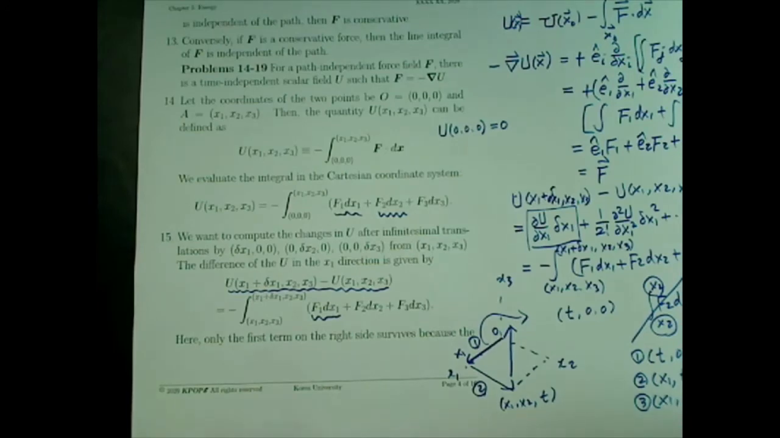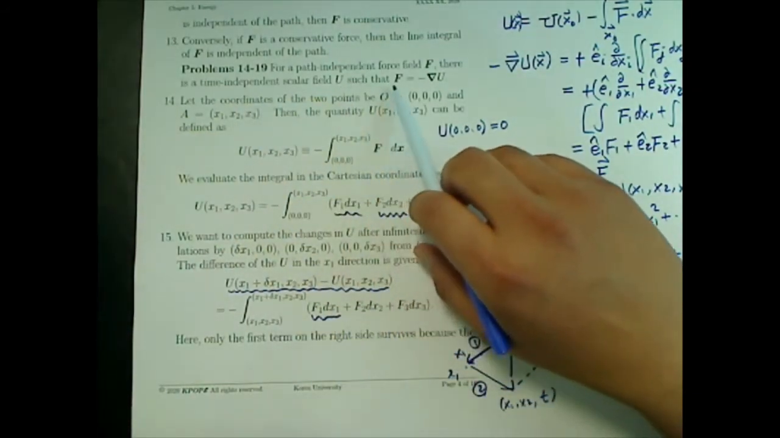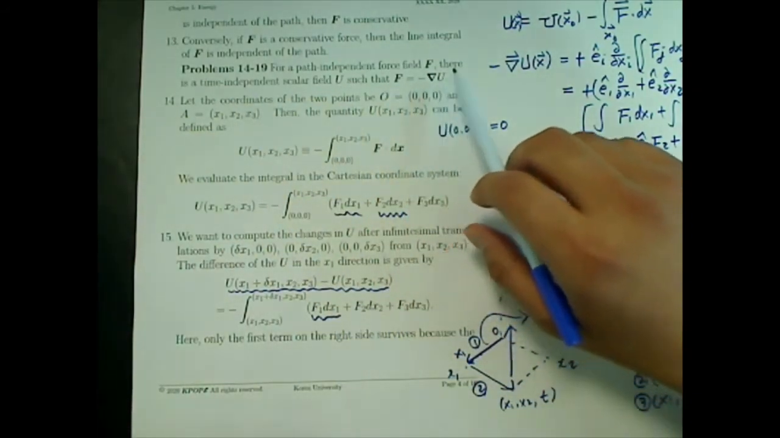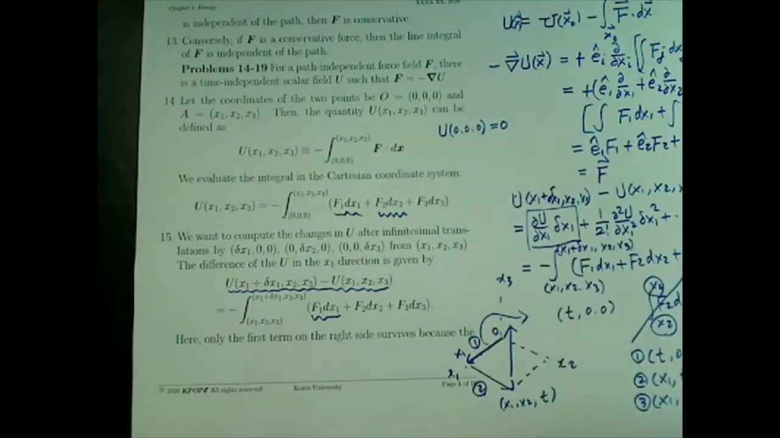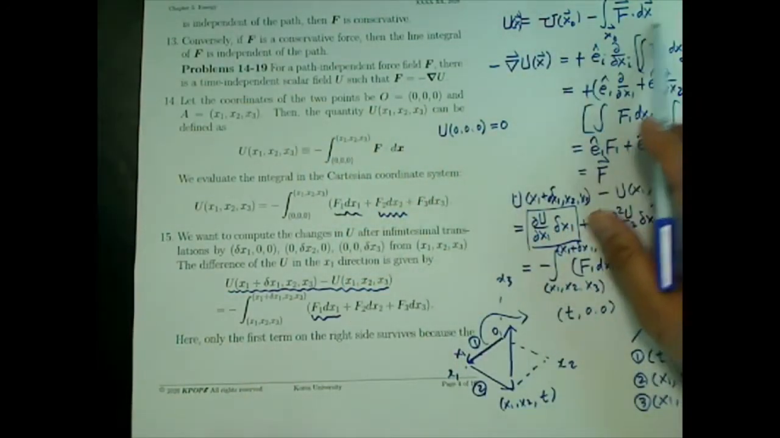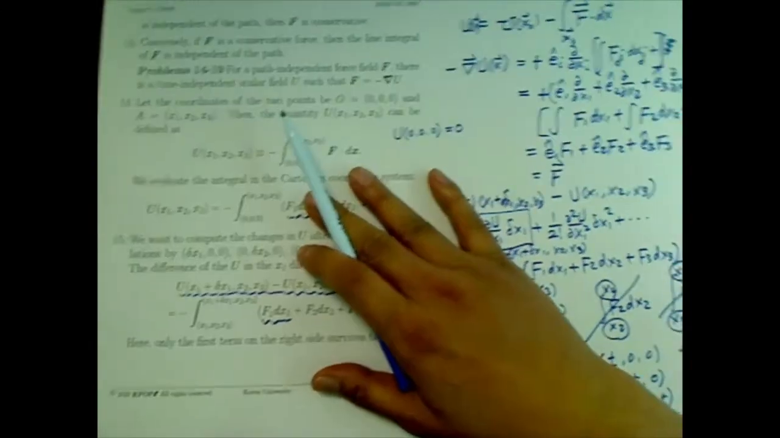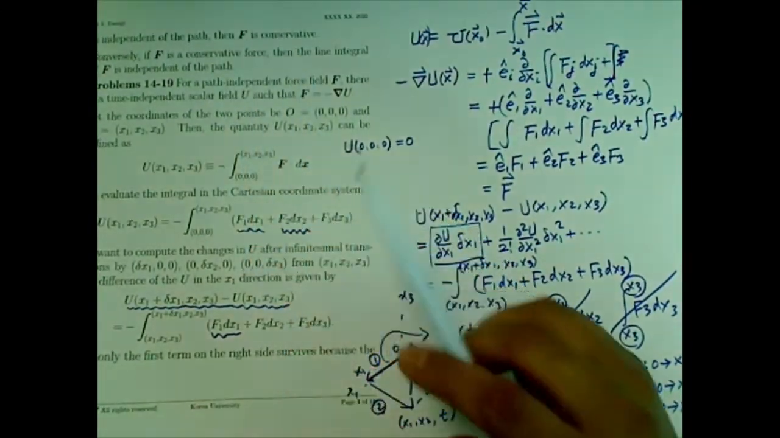Problem 14 to 19. For a path-independent force field F, that is, a conservative force, there is a time-independent scalar field U, such that F equals minus gradient U. The potential energy is defined in this way. Why don't we compute the minus gradient U?